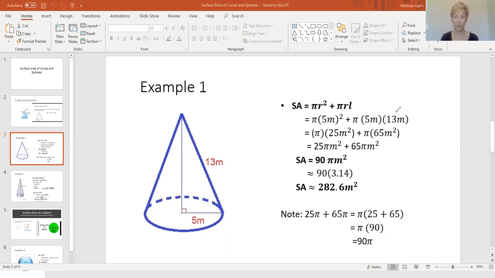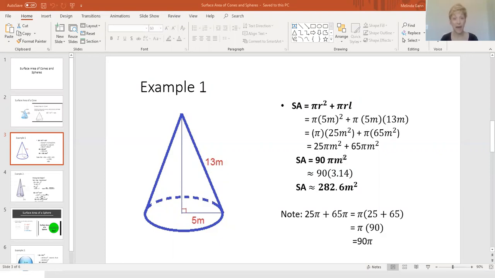Order of operations, we don't have anything inside of a parenthesis to do, but we do have exponents. So I'm going to need to square that 5. That's where I got 25. And when you square meters, you get square meters. So that's where I got that 25 pi square meters here, and then 5 times the 13 is 65, so that's how I got 65 pi square meters here. And so I got 25 pi square meters plus 65 pi square meters is 90 pi square meters.